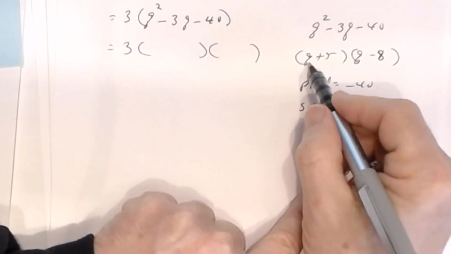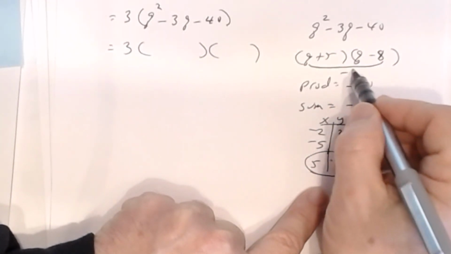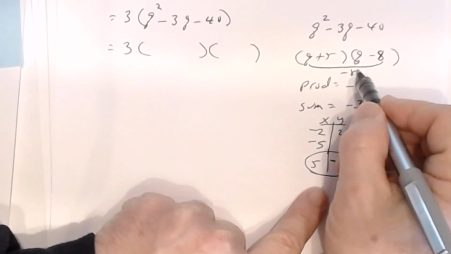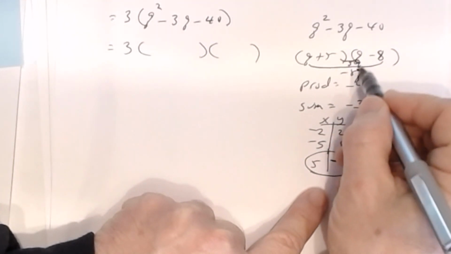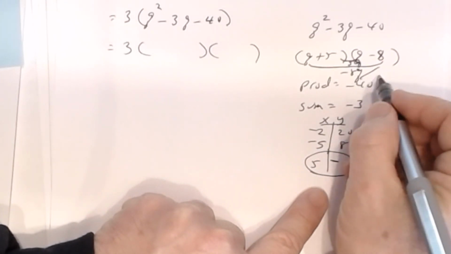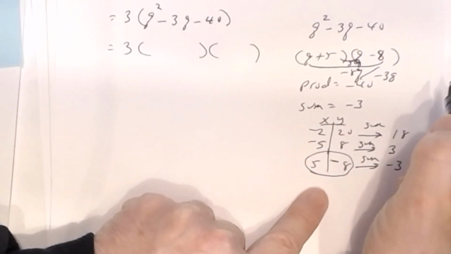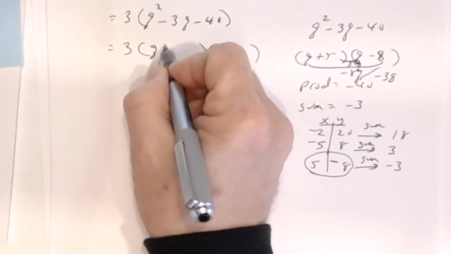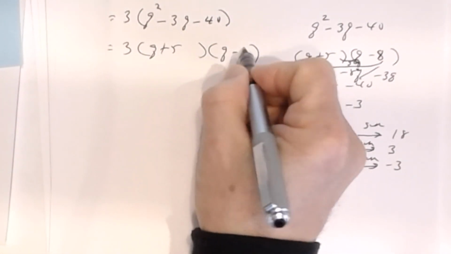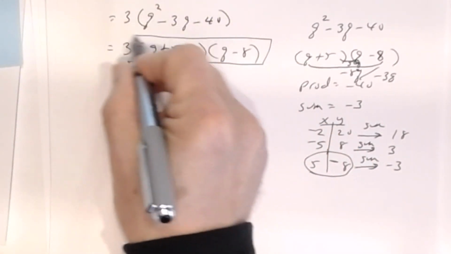You just do the outer and the inner. So look, the outer is negative 8q. The inner is positive 5q. When you add them up, you get negative 3q, and that's what you wanted. So I'm going to put this right here. You're going to say q plus 5 times q minus 8, and there's your answer.